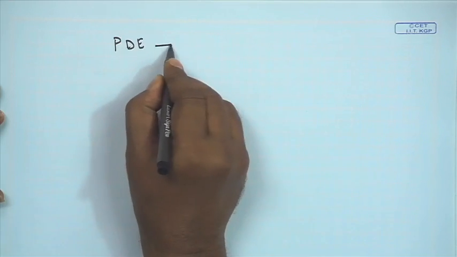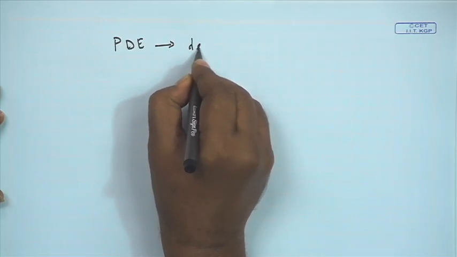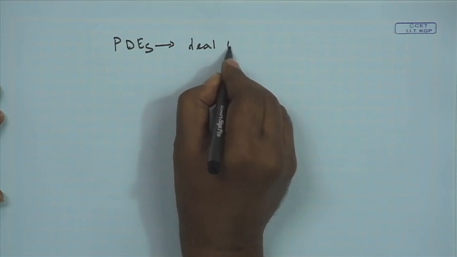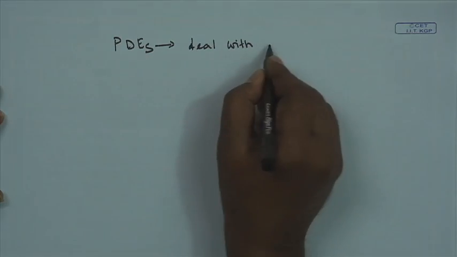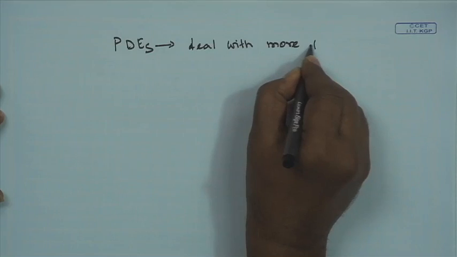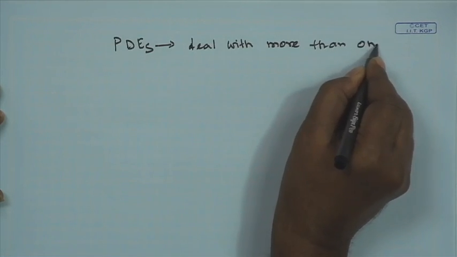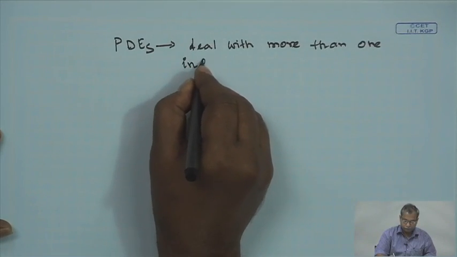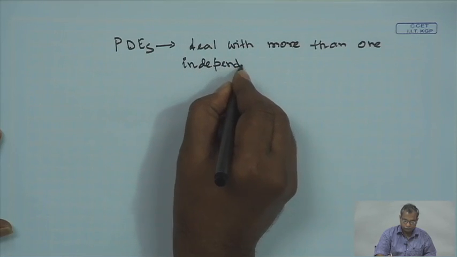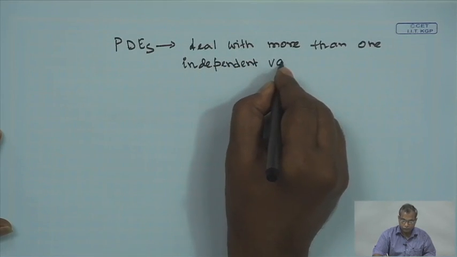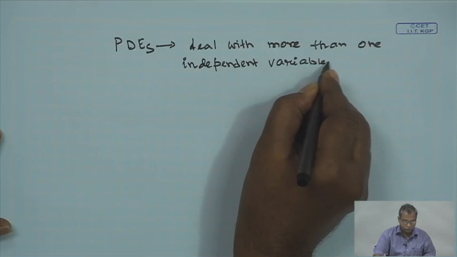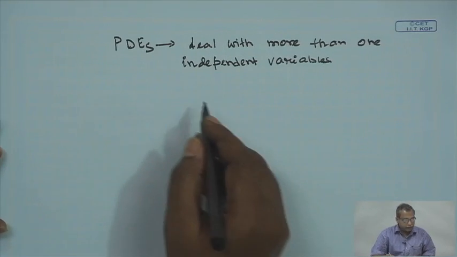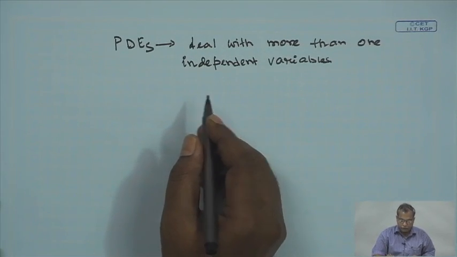So, let us look into what is the definition of partial differential equations. Partial differential equations are the equations that deal with more than one independent variable. Then only the governing equation is called a partial differential equation.